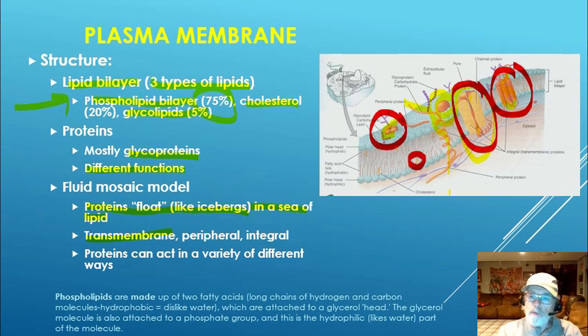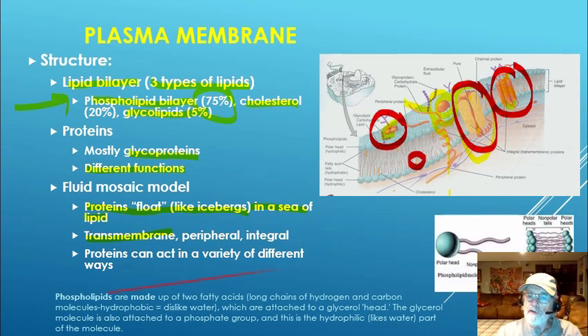So what we see with the phospholipids. Phospholipids are made up of two fatty acids, which are long-chain carbon and hydrogen molecules. These areas are called hydrophobic. These areas right here are the long-chain fatty acids, the hydrophobic area. And hydrophobic means that they don't like water.